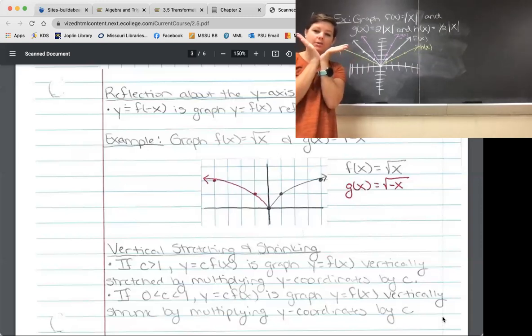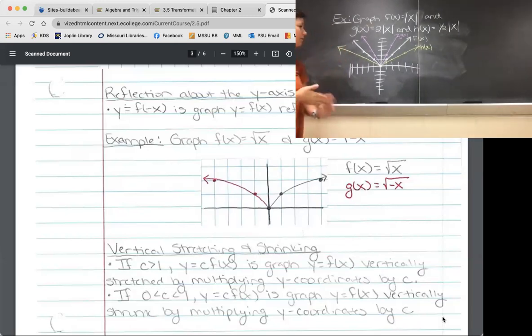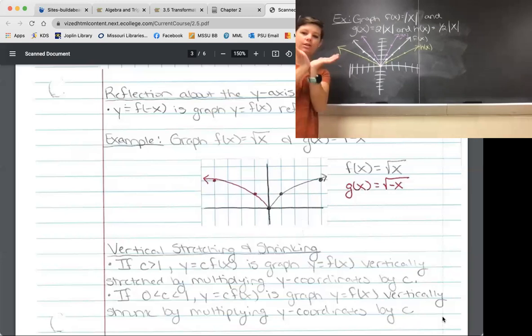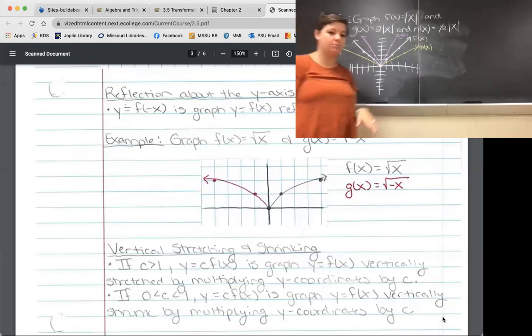When I pulled up on it to vertically stretch it, it went like this. And when I compressed it, or shrunk my y values, it went out flatter like that. So vertical stretching, you go up. Vertical shrinking, you go out further. You smush it down.